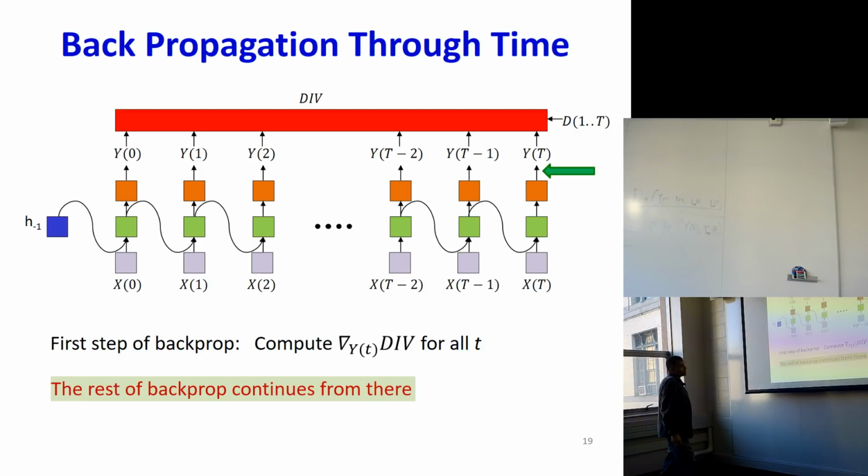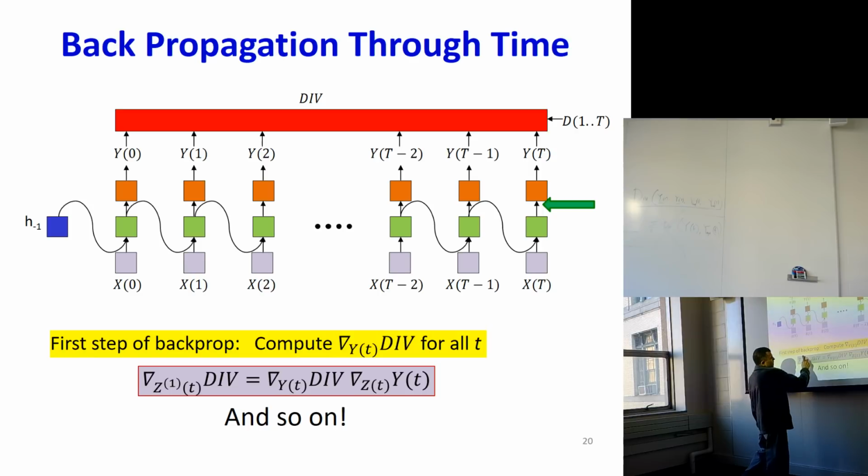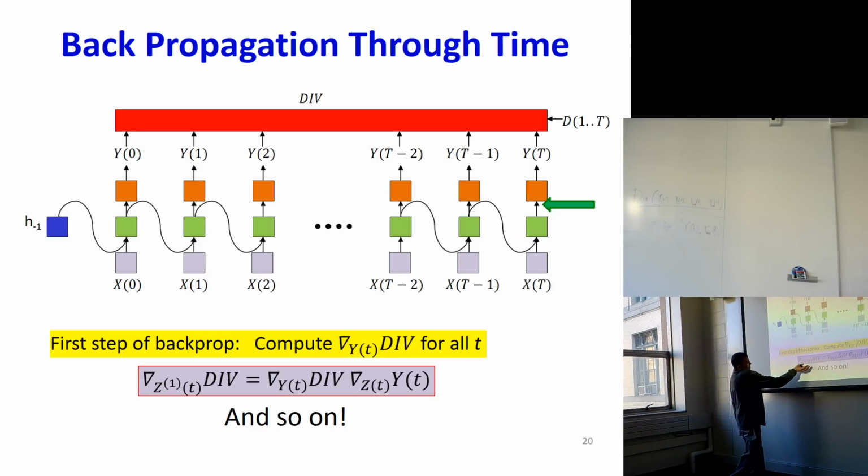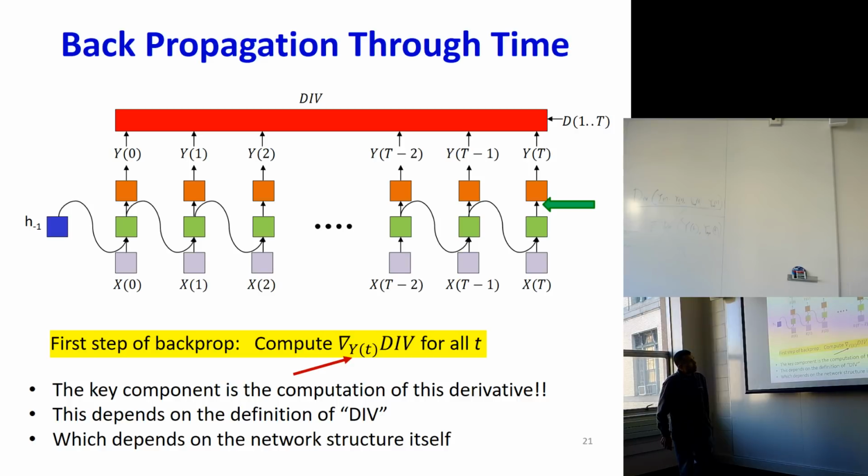So the key problem over here is to be able to compute this divergence, because once we compute the derivative of the divergence with respect to the outputs of the output layer, then you can compute the derivative of the divergence with respect to the input to the output layer and pass that on, and the rest of backpropagation follows, right? So the key component of all of this is the computation of this derivative, and this depends on the definition of the divergence, which depends in turn on the network structure itself.